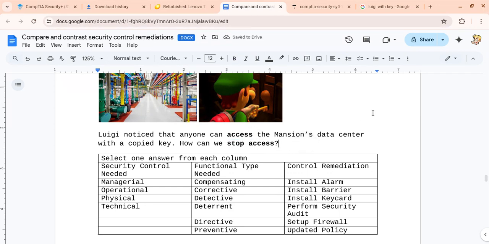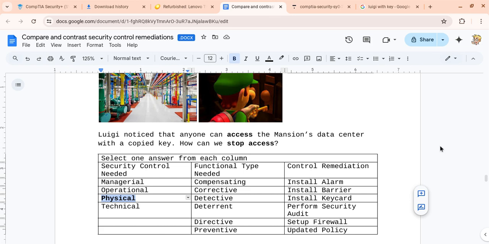Okay. Managerial, operational, physical, technical. So is it about people? Is it about how the business works? Is it about a physical door? There's a door in the picture. Or it could be technical, like something to do with managing network or firewall. No, it's going to be physical. People have access to something, like a door, a key. That's going to be physical.